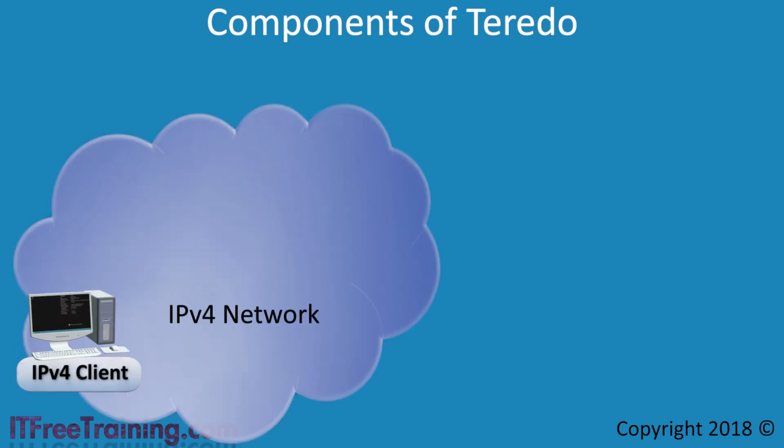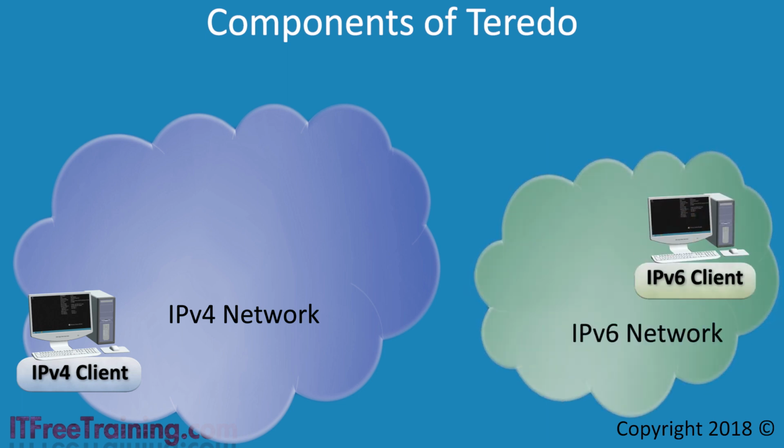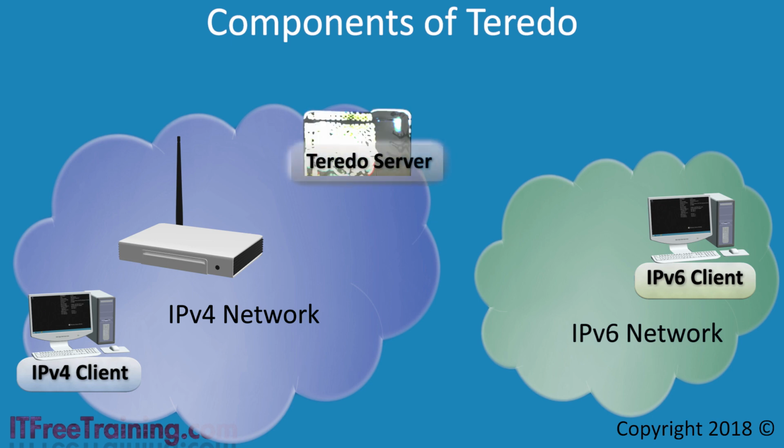Next, I will look at what components are required in order to make Teredo work. First, imagine you have a computer on an IP4 network. This computer wants to contact a computer on an IP6 network. There is no common protocol between the two networks. This is made more difficult in that the IP4 computer is connected to a home router and uses NAT to access the Internet. The next stage is for the client to contact a Teredo server.